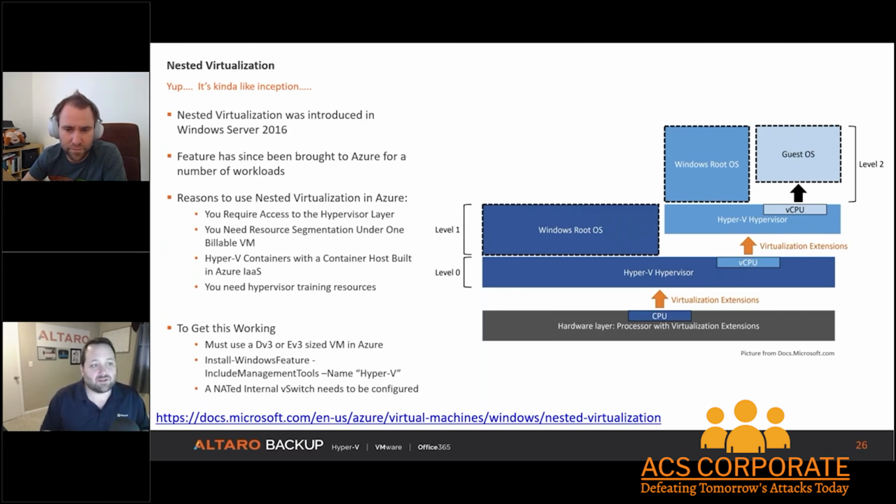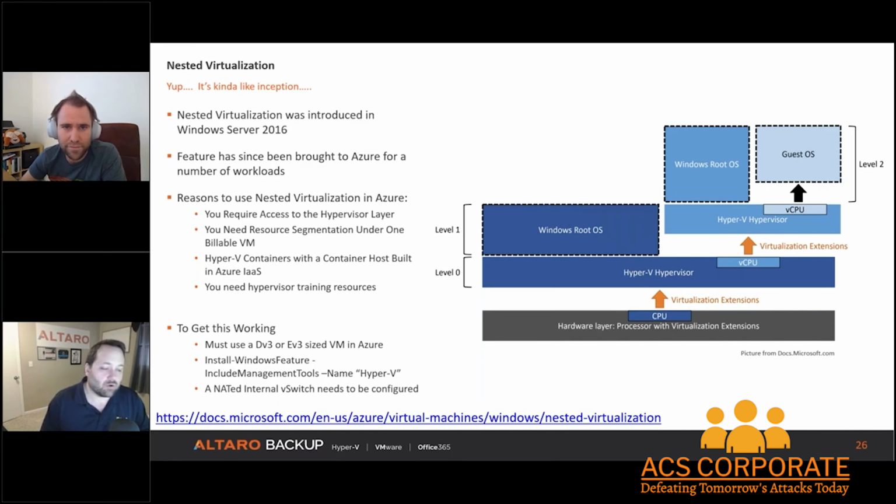So if you want to utilize those types of services, and I'll pick on Altaro, I'll pick on us as an example, you need to have access to the hypervisor layer. Running a nested instance of Hyper-V inside of Azure would allow you access to the hypervisor layer and all of the associated services and features that are part of that. Another couple of reasons here, maybe you need resource segmentation under one billable VM.